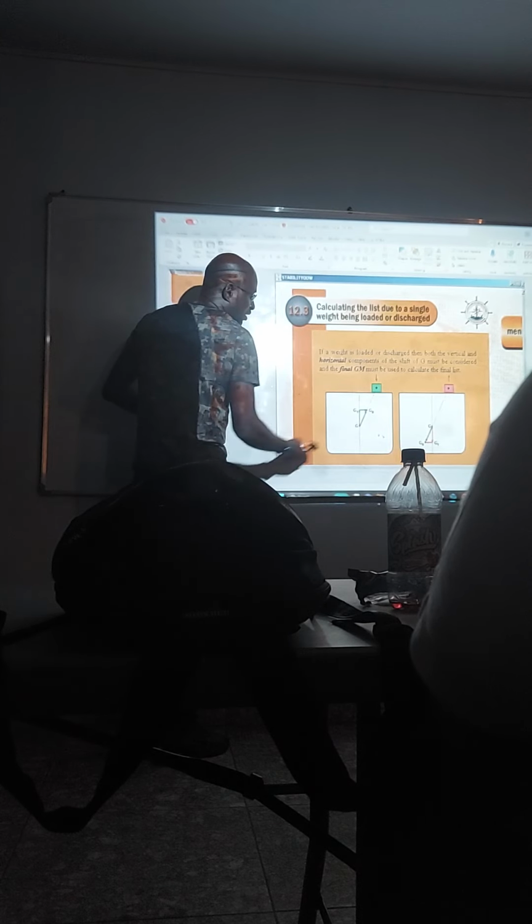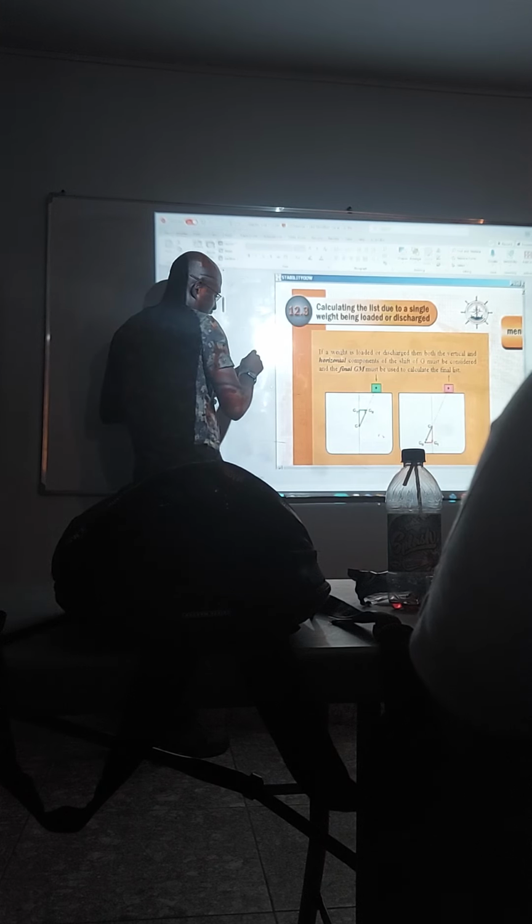Alright, so if a weight is loaded or discharged, then both the vertical and horizontal components of the shift of G must be considered, and the final GM must be used to calculate the final list. Right, so this is what our diagram is going to be looking at. Whether the shift is downwards or upwards, this is what it's going to look like. In this case here, the shift is downward. So we get a vertical, and we have a horizontal.